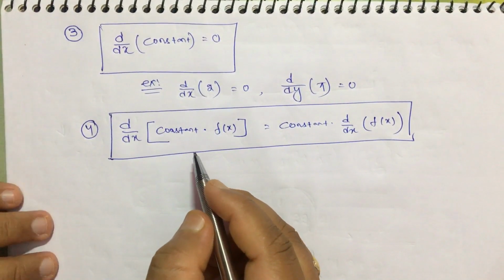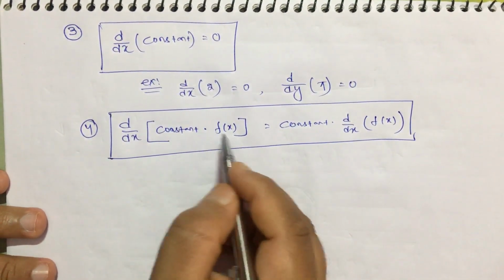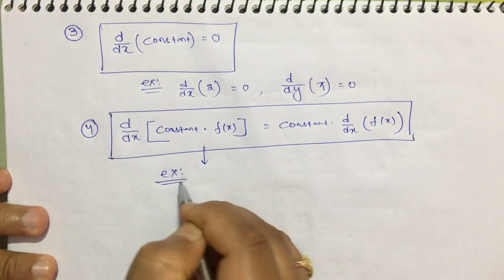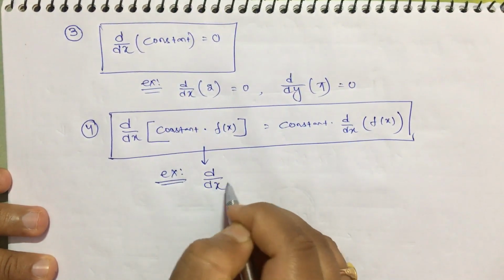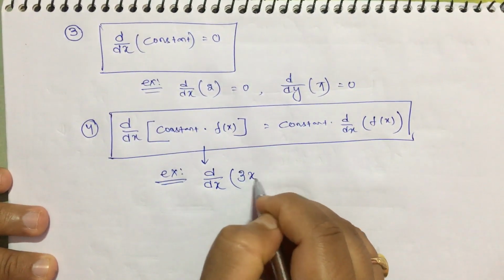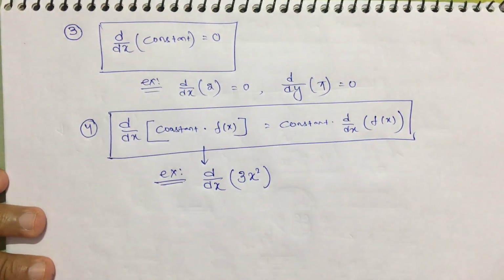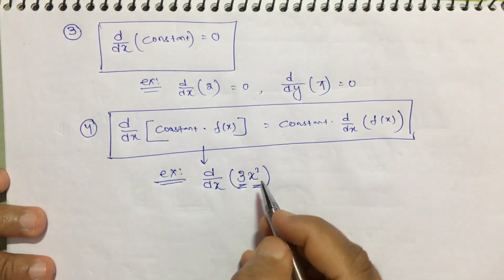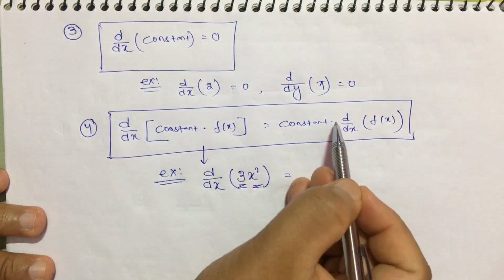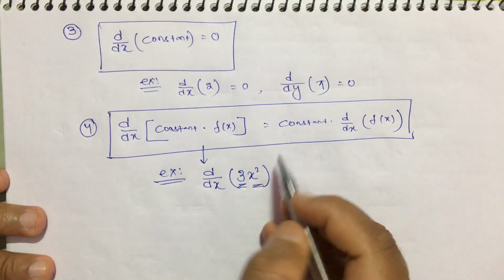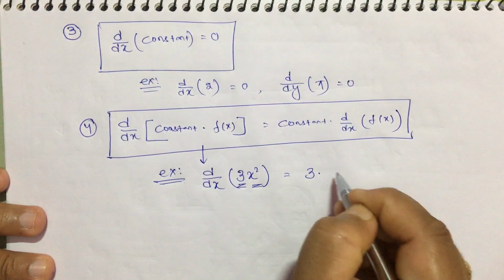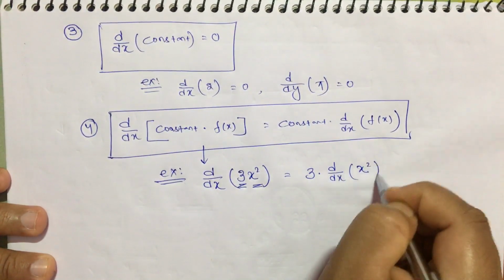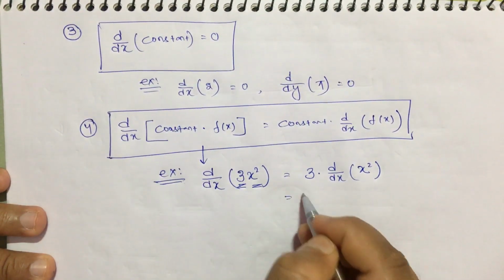So if somewhere it is given as a multiplication of a constant and a function of x, for example like this, d by dx of 3x square, here 3 is a constant and x square is a function of x. In that case, you can take this constant outside, here you can take this 3 outside, and the rest you can write like this, 3 into d by dx of x square. So it will be 3.